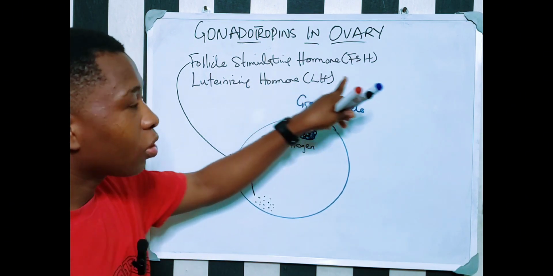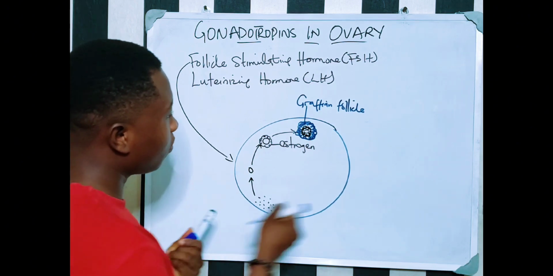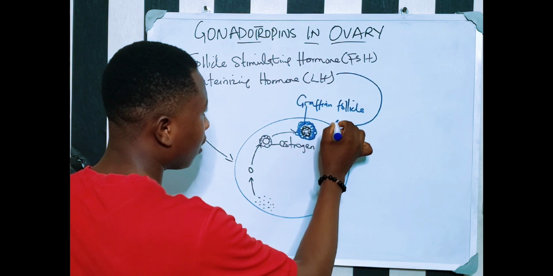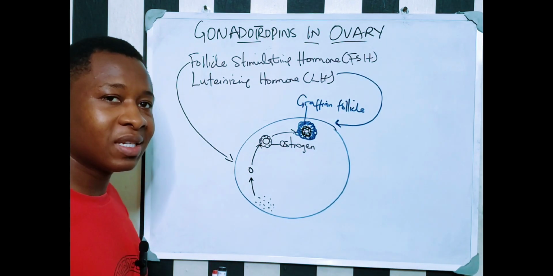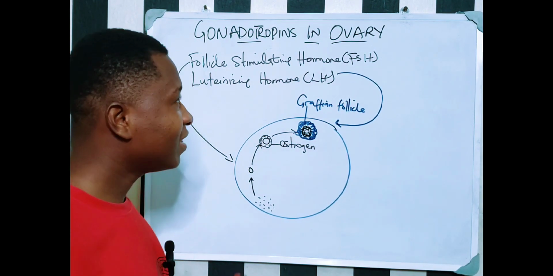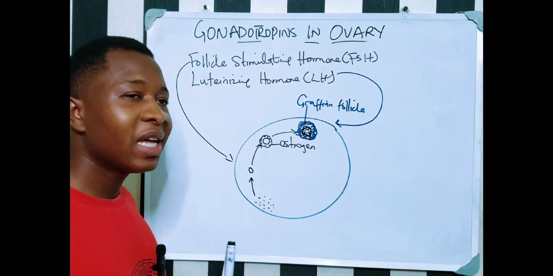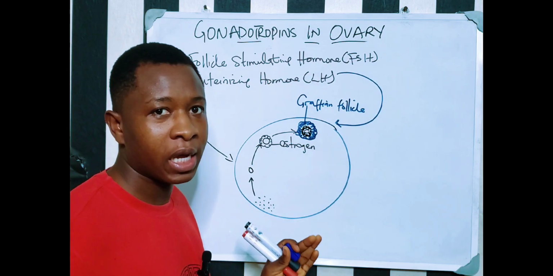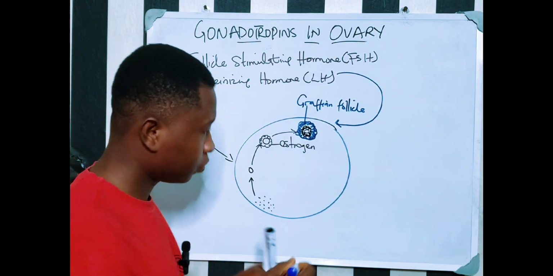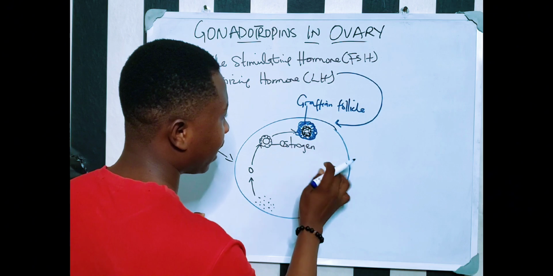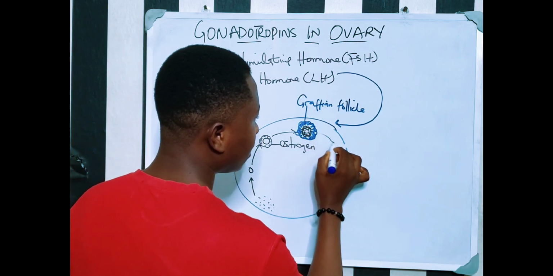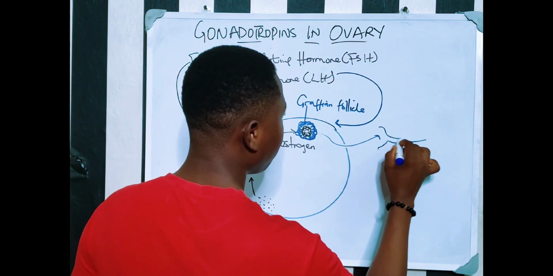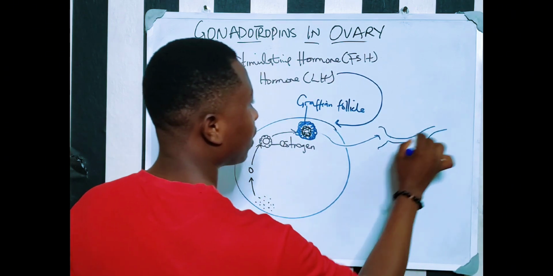Now, at this stage, something else happens. The luteinizing hormone comes to the Graafian follicle and stimulates ovulation. That is the function of the luteinizing hormone. It helps this Graafian follicle to release the egg, which we call ovulation. So when this releases, the egg passes into the fimbriae of the fallopian tube.